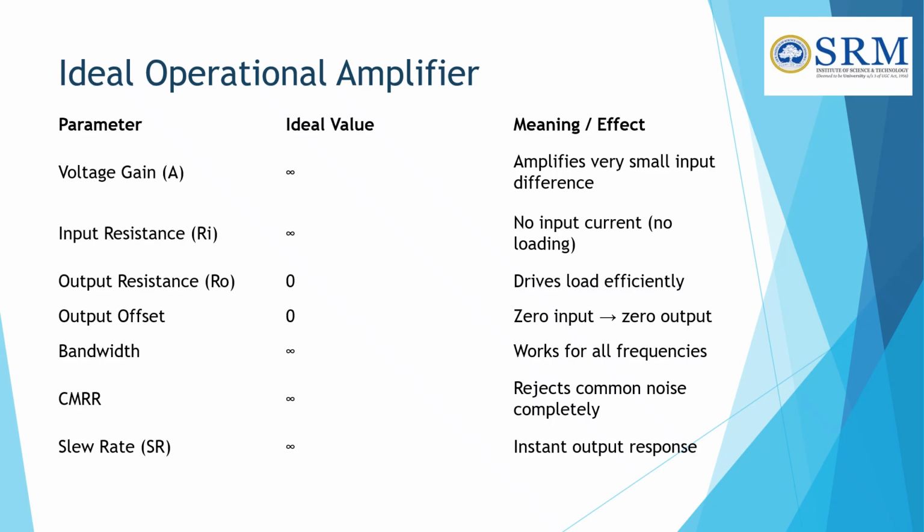The table shown here summarizes the ideal operational amplifier characteristics. So the voltage gain will be infinity, input resistance will be infinity, output resistance and output offset is 0, bandwidth, CMRR and slew rate will be infinity for an ideal operational amplifier.